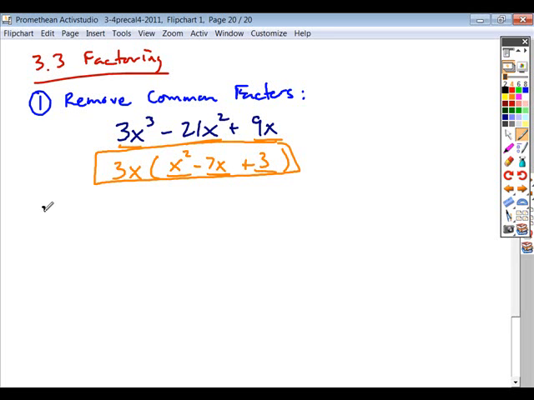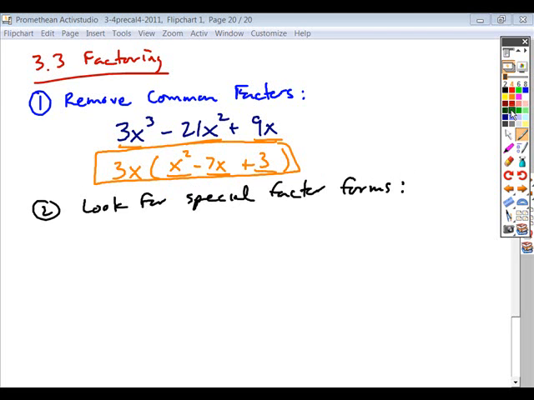Once you remove common factors, you're then going to look for special product or special factor forms. And once again, these are the reverse process of what we talked about in the last section. And so one of the special factor forms that you need to identify is the difference of squares. So if you recognize something as being the difference of two squares, it's always going to factor into the sum and difference of the terms that are being squared.